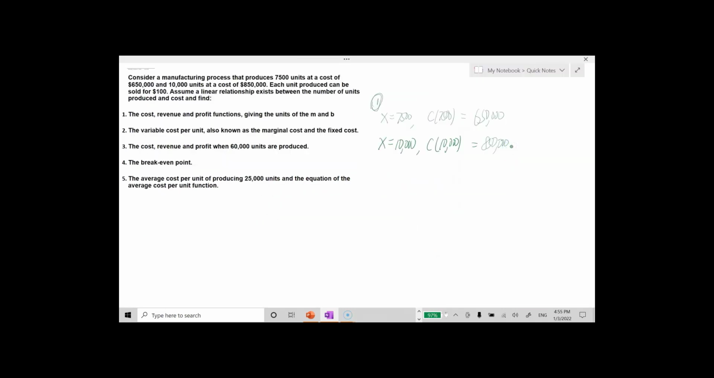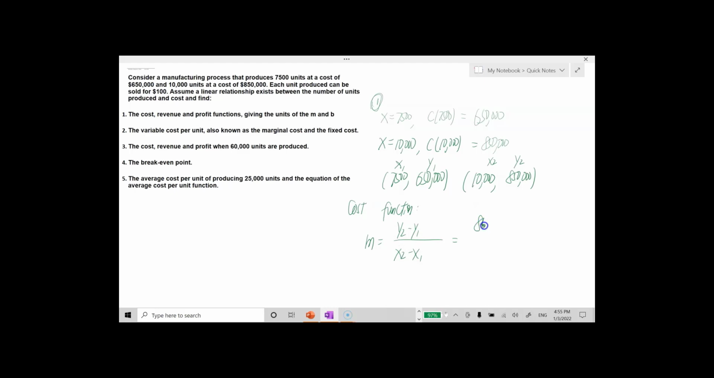Alright, so basically we are given two ordered pairs. First one is 7,500, cost is 650,000. Second condition is 10,000 units. Total cost is $850,000. So now let's look at the cost function first. So let's find the slope. So this is x1, y1, x2, y2. So slope m equals y2 minus y1 over x2 minus x1.